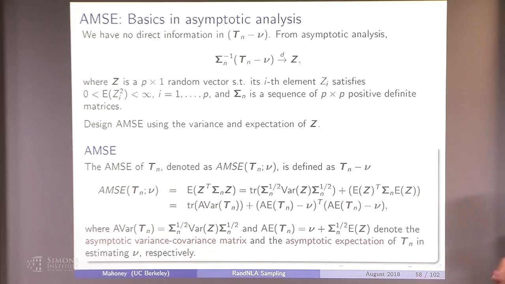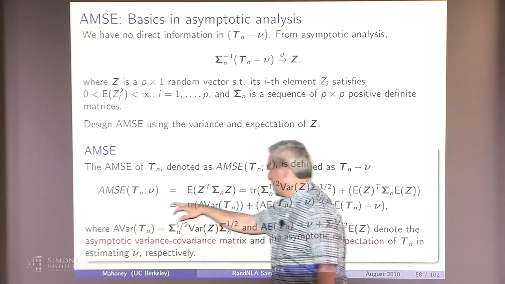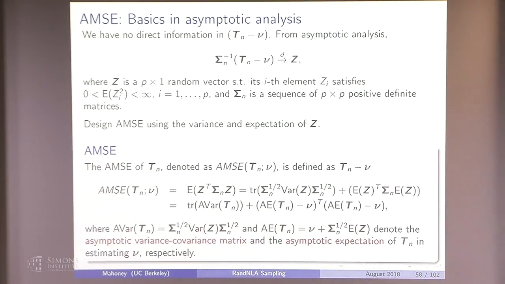You could ask the asymptotic version of that. So put an A here and do an asymptotic version of that. I'm not going to go through all the details here, but you can get an asymptotic mean squared error and an asymptotic variance-covariance matrix and expectation.